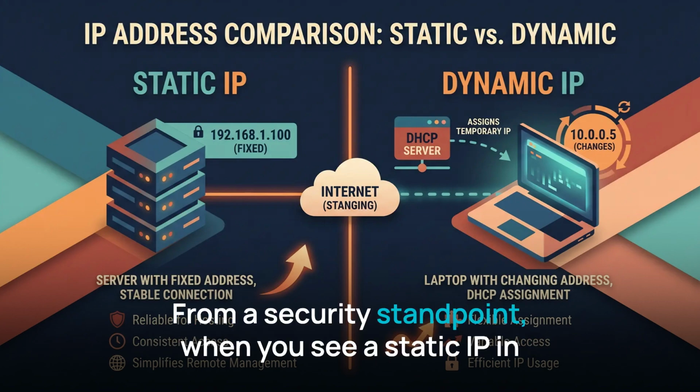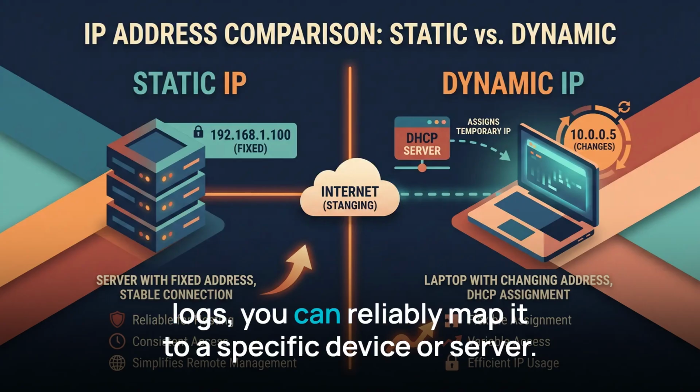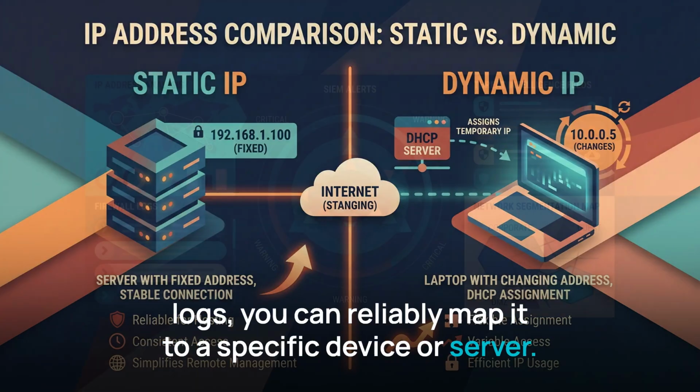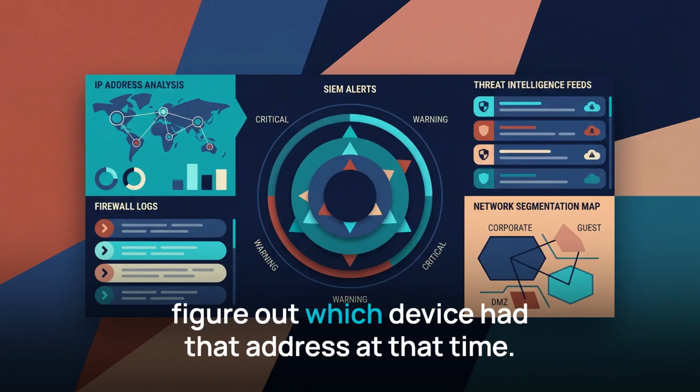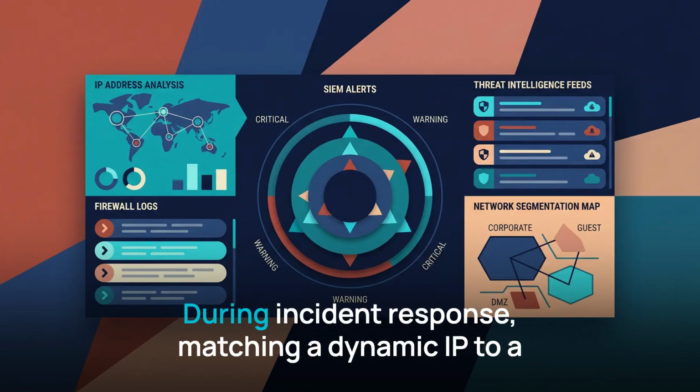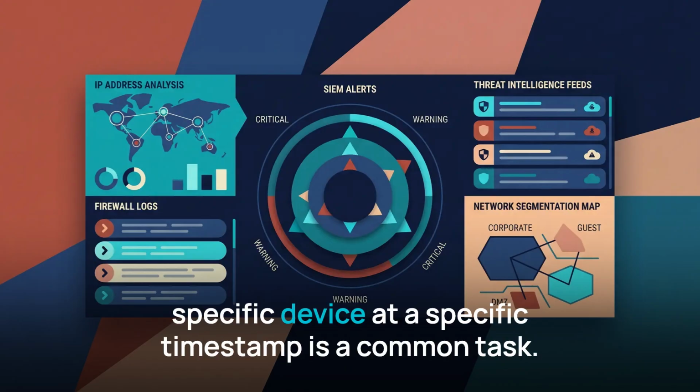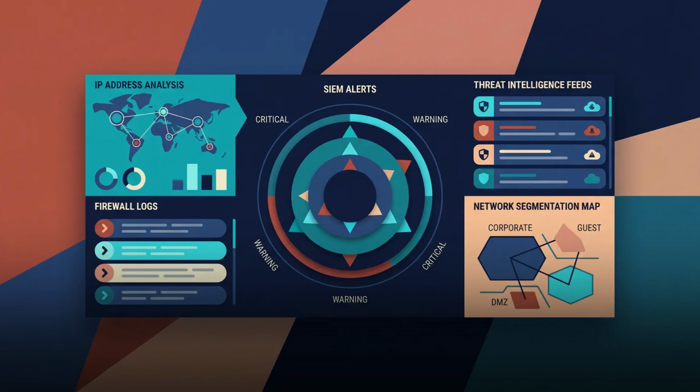From a security standpoint, when you see a static IP in logs, you can reliably map it to a specific device or server. Dynamic IPs require checking the DHCP logs to figure out which device had that address at that time. During incident response, matching a dynamic IP to a specific device at a specific timestamp is a common task.